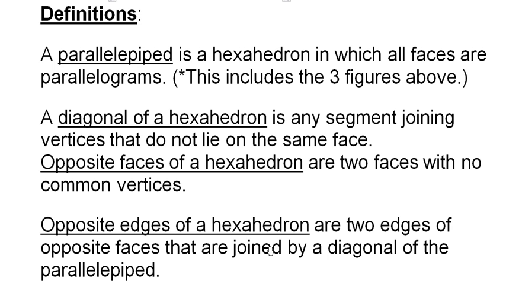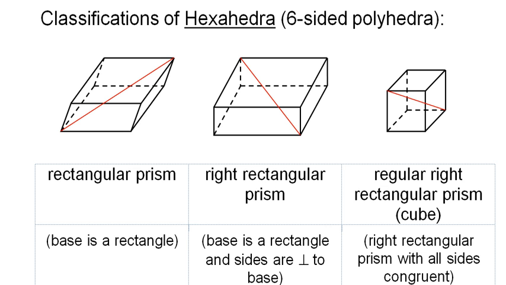Okay, let's read these last definitions and then we'll go look at the pictures. Opposite faces of a hexahedron are 2 faces with no common vertices, and opposite edges are 2 edges that are joined by a diagonal of the parallelepiped. First of all, let's look at opposite faces. If I look at the top of this box and the bottom of this box, those would be considered opposite faces because they don't have any vertices in common. So it would be like the top and the bottom, or the front and the back.